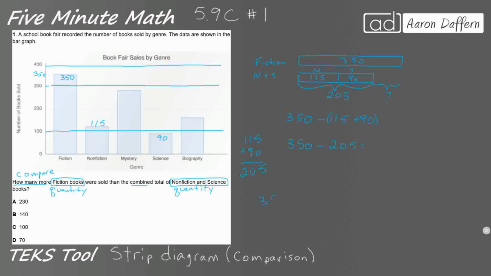So let's subtract there. 350 minus 205. We're going to regroup. That's going to give me 5, 4. All right, so I don't see 145, but this is one of those where they don't give you exact numbers. You're looking for the number that's closest. And obviously the closest is going to be that 140. So maybe that nonfiction instead of 115, maybe we should have said it's a 120. Either way, our answer is B.